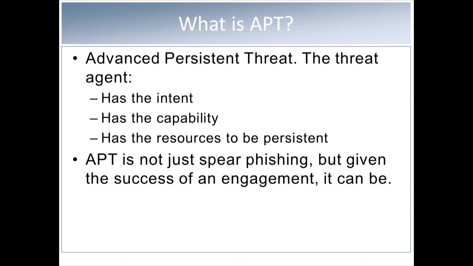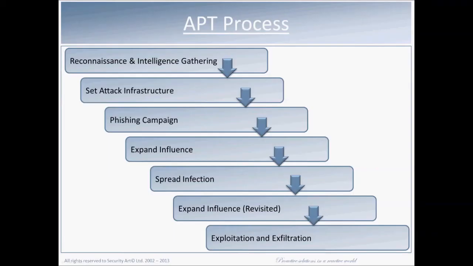APT, or Advanced Persistent Threat, is the long process of utilizing the human element to successfully bypass an organization's security measures. It is essentially the art of hacking people.